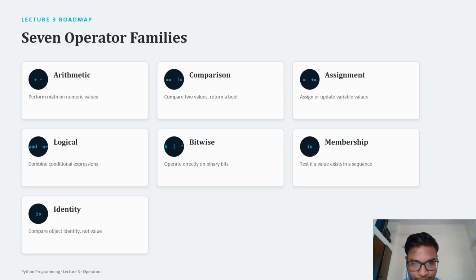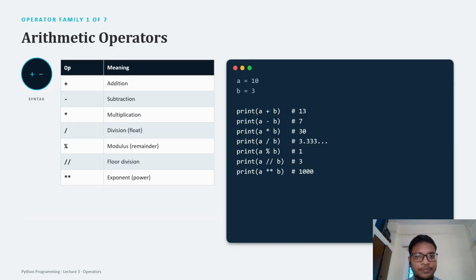And the fifth one is the bitwise operator, that operates directly on binary bits. What are bits? Bits means 0 and 1. The membership operator tests if a value exists in a sequence, like the in and not in types. And the identity operator compares object identity, not value. So this is the whole roadmap of this lecture: seven operator families, and we will discuss them in brief. So let's move forward.